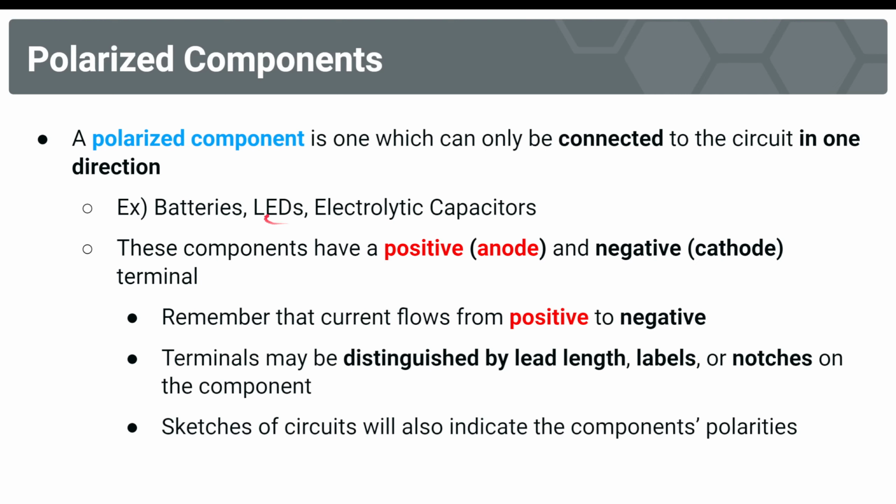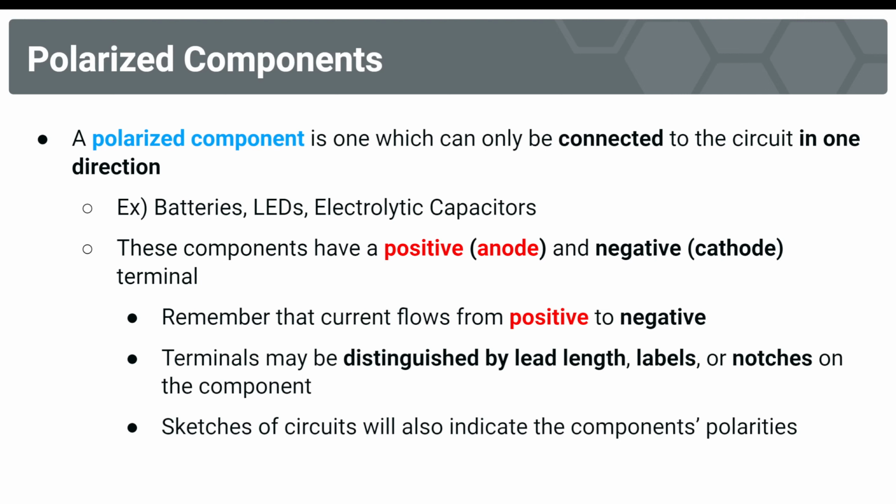We have LEDs. We'll talk about those later. These emit light. They are polarized. We have electrolytic capacitors. We'll talk about those in the next lecture. Again, those are polarized components. These components have typically a positive and negative terminal. Remember that current flows from positive to negative. This will usually be their insight into figuring out how to place the polarized component in the circuit.